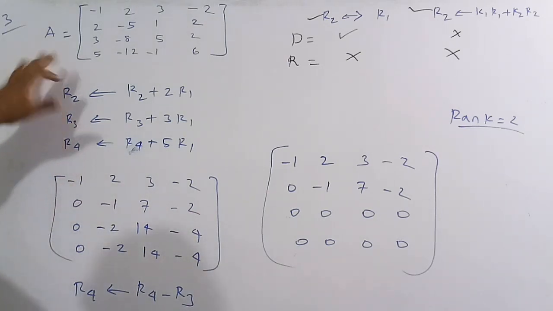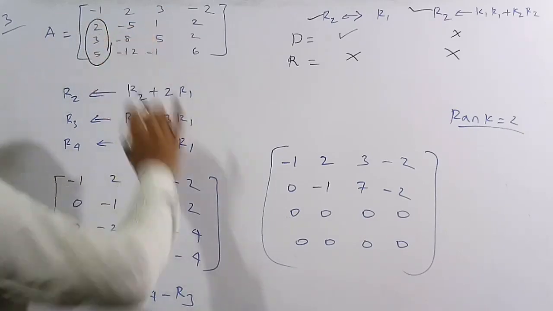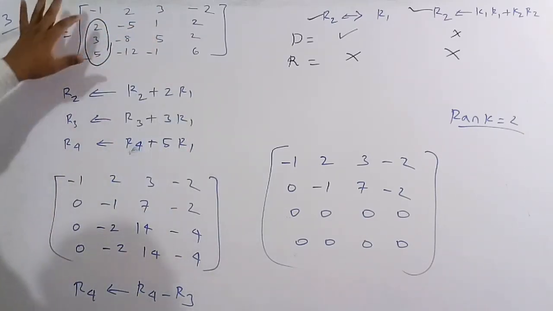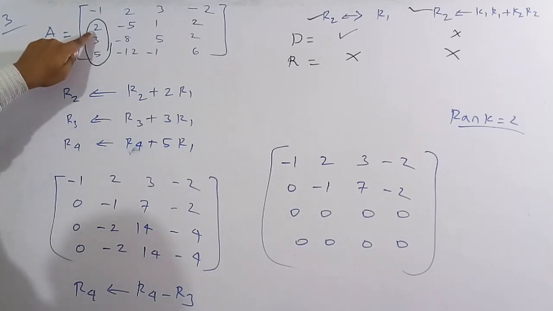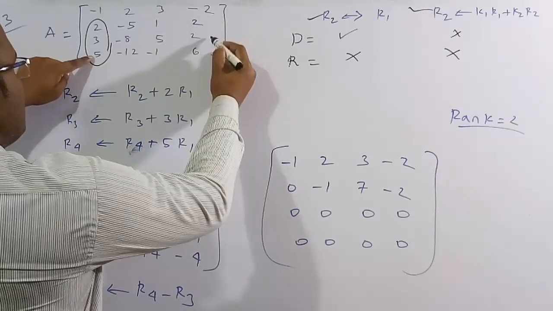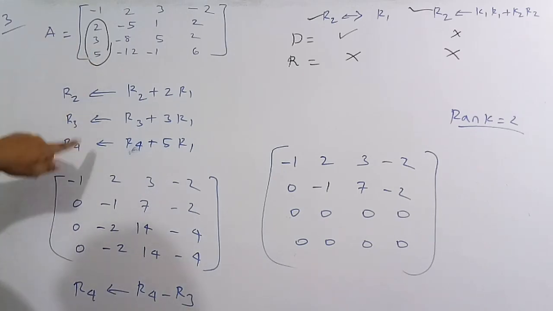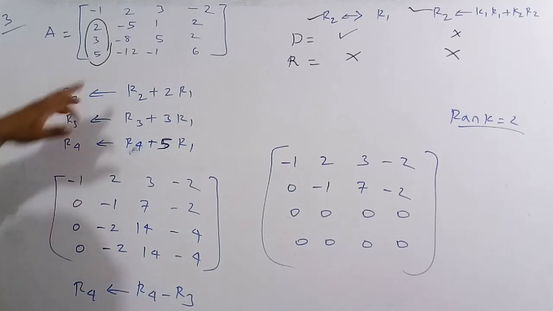So basically, what I am going to do now is make all of these entries zeros by using the transformations. R2 plus 2R1, then I am going to get this term as 0, and similarly R3 plus 3R1, then I am going to get this as 0, and similarly R4. So first row, second row, third row, fourth row. So the fourth row, R4 is equal to R4 plus 5R1. Then I am going to get this term as 0.